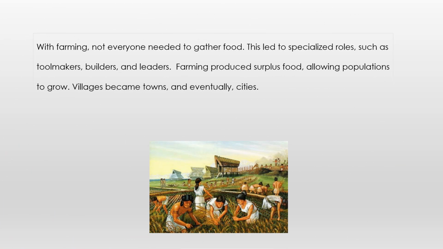With farming, not everyone needed to gather food. This led to specialized roles, such as toolmakers, builders, and leaders. Farming produced surplus food, allowing populations to grow. Villages became towns, and eventually, cities.